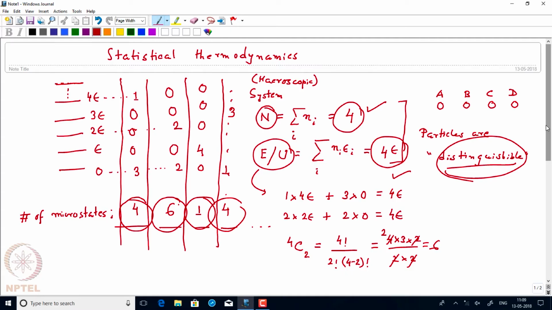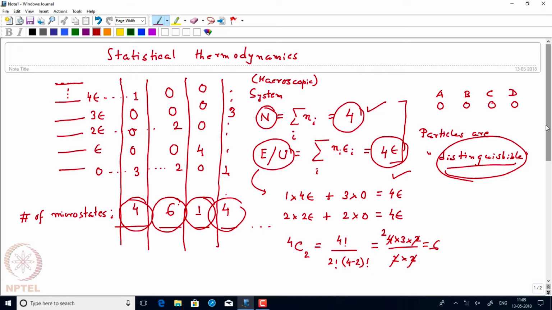Let us say I measure the microstate of the system at an instant, and I find that particle A is in energy level 4 epsilon and all the other 3 are in energy level 0. The next instant, somebody else does a measurement and finds that C and D are in energy level 2 epsilon, and the other 2 are in 0.